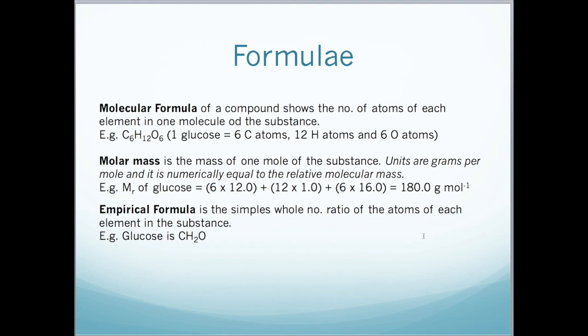And finally, we've got the empirical formula, which is the simplest whole number ratio of the atoms of each element in the substance. So for glucose, it will be CH2O. And that's because if we look at the molecular formula, we can see that we have 12 hydrogens and 6 of both the oxygen and the carbon. So we can divide all of these numbers by 6, meaning that we have only 1 carbon left. 12 divided by 6 gives us 2 hydrogens and 1 oxygen. So that's the empirical formula.